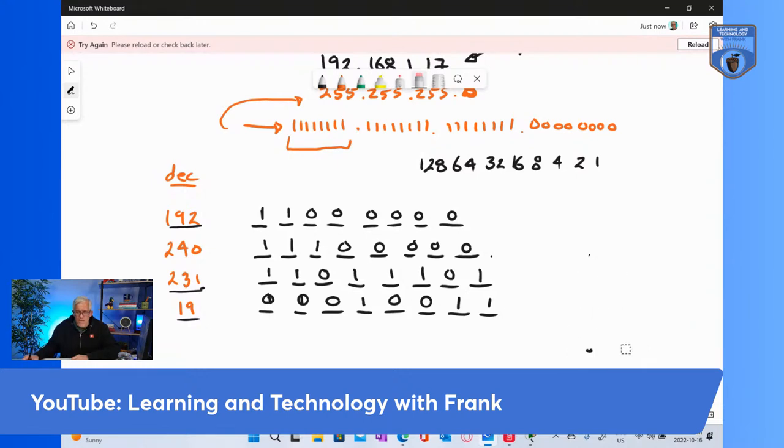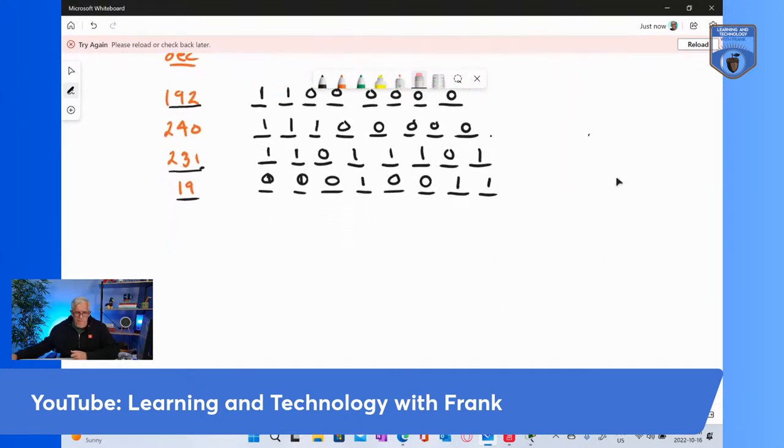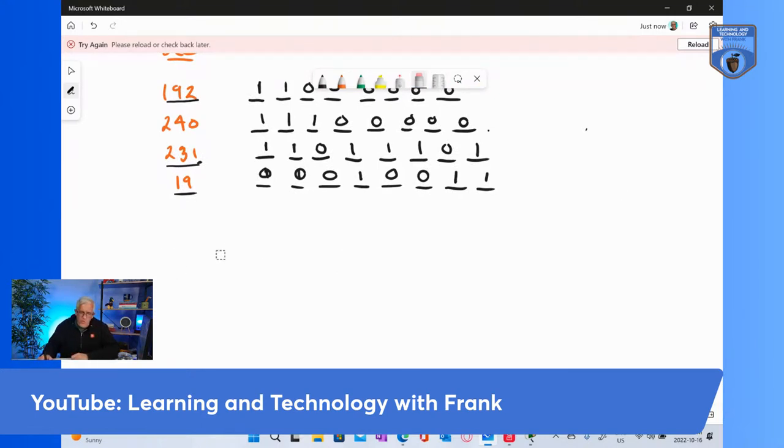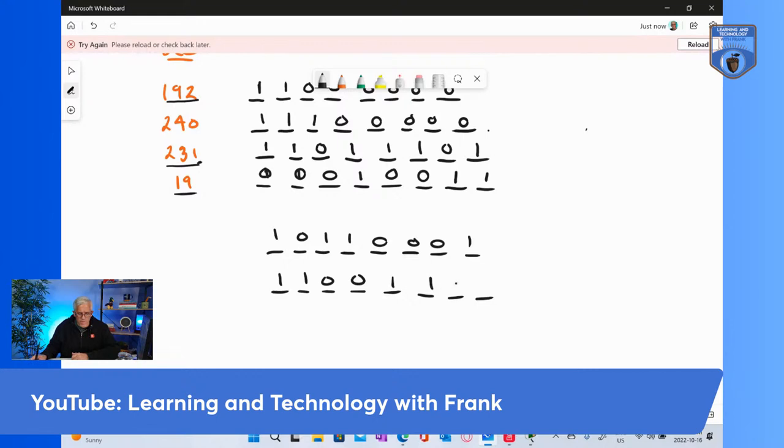But you get the idea that what I want to do is be able to convert my decimal into binary. And conversely, I also want to be able to convert my binary into decimal. So let's just do a couple of those so that we can practice the skills. I'll write 8 bits twice. Let's say this is 1, 0, 1, 1, 0, 0, 0, 1, and this one is going to be 1, 1, 0, 0, 1, 1, 0, 0.